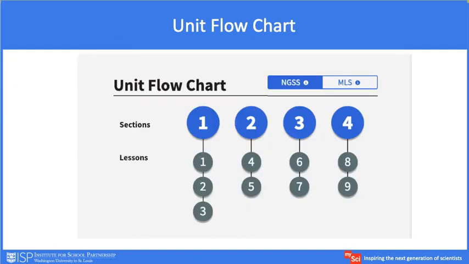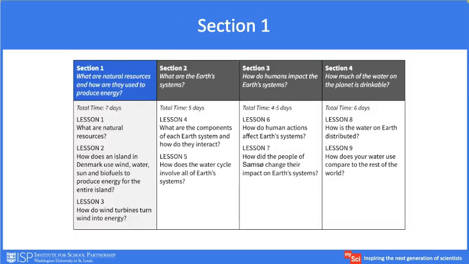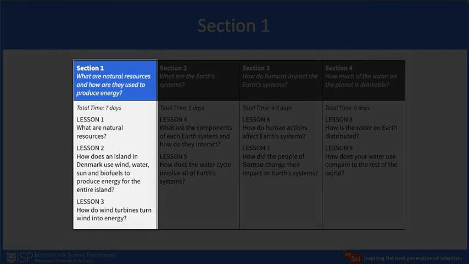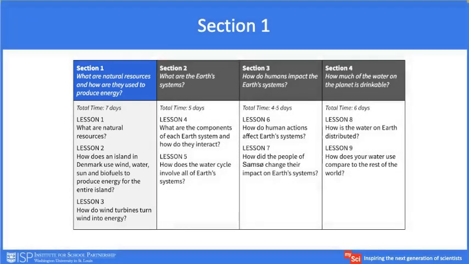Now that we have an idea about what students will study in this unit, take a look at the unit flowchart. This unit is divided into 4 sections, and there are 9 lessons total. In Section 1, students explore various natural resources, examine ways they can be used as effective sources of energy, and consider whether they are renewable or non-renewable. This section will take about 7 instructional days.